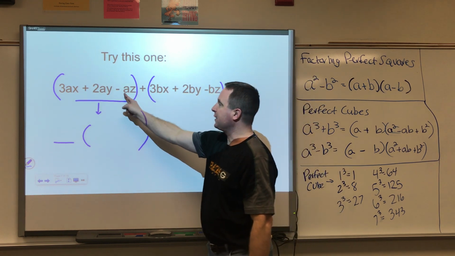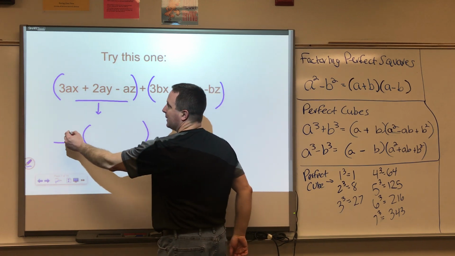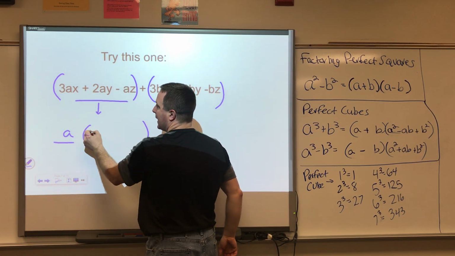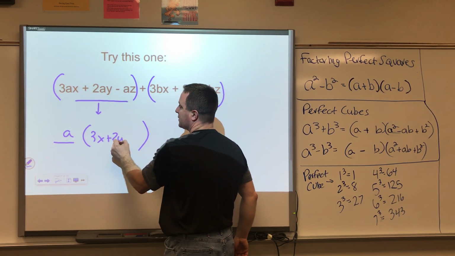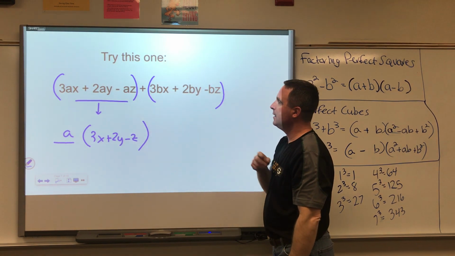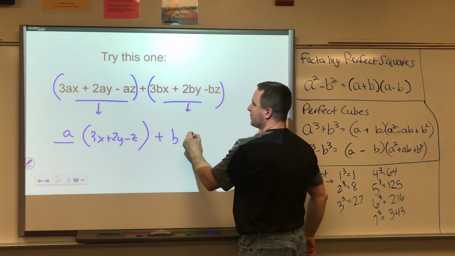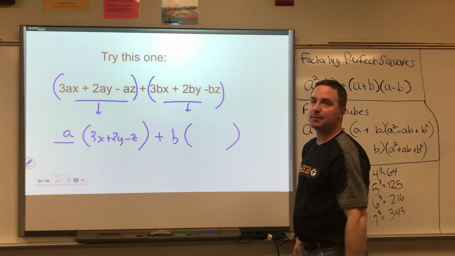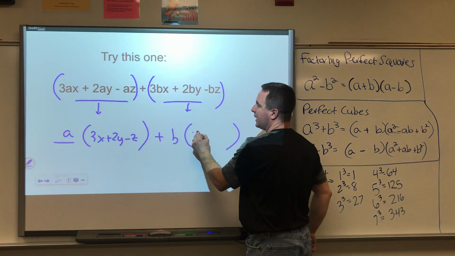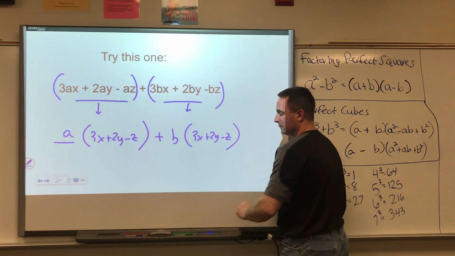And I think the only thing that these 3 terms have in common is an A, if you look at them. So I'm going to take that A out. And I get a 3x plus 2y minus z left over. And on this one, if I look for its greatest common factor, I think there's a b is the only thing that can come out of them. And if I take a b out, I get a 3x plus 2y minus z.